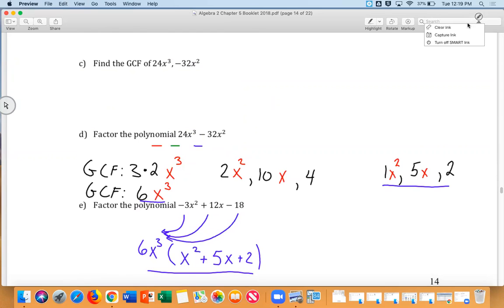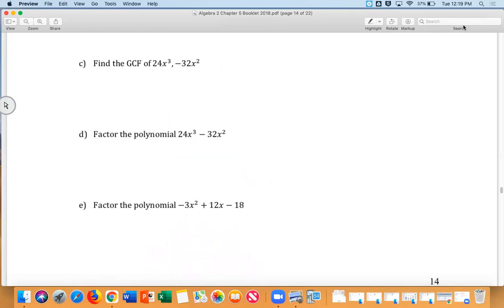Now with GCFs, we often just talk about positive. We don't talk about the negative aspect of it, because remember, it's the greatest. So I wouldn't say I can factor out a negative number from this. It really wouldn't be beneficial, especially in this format.